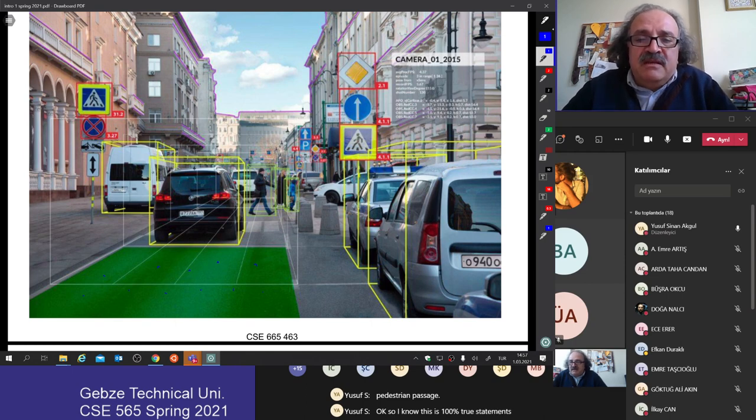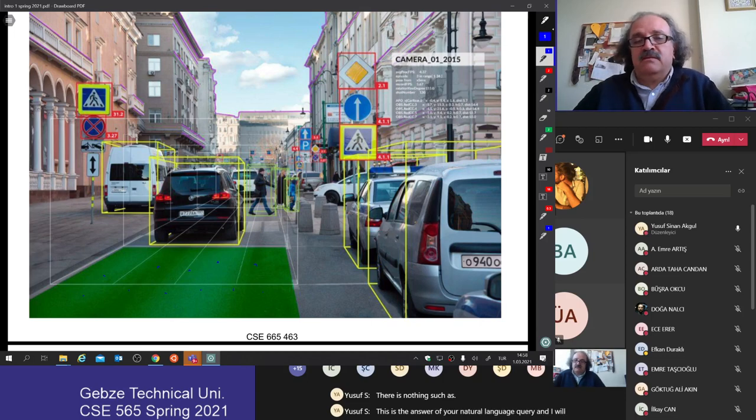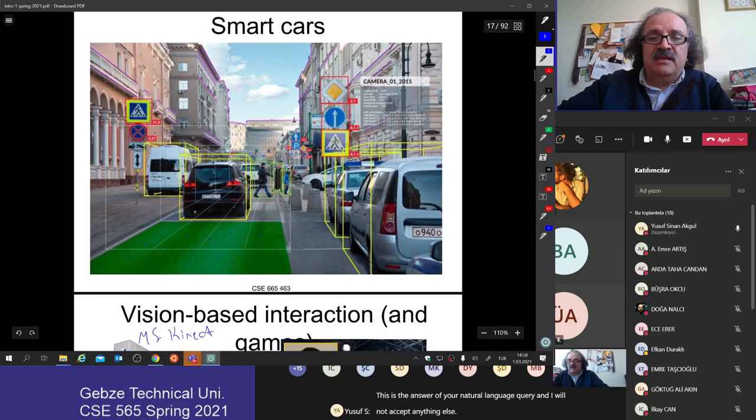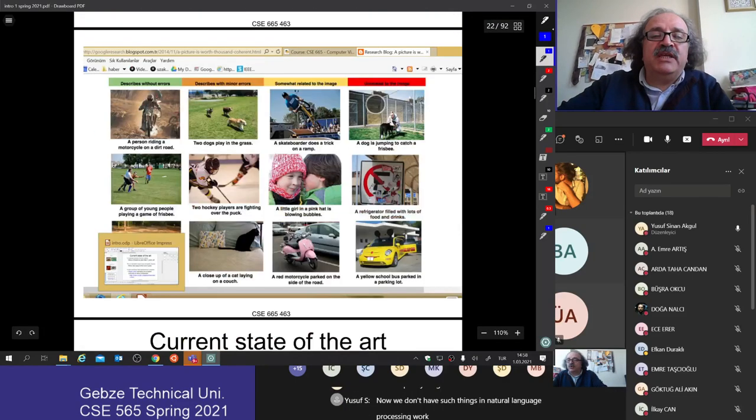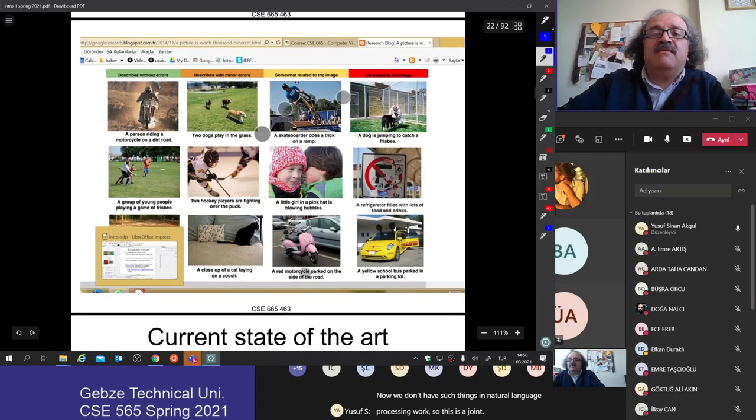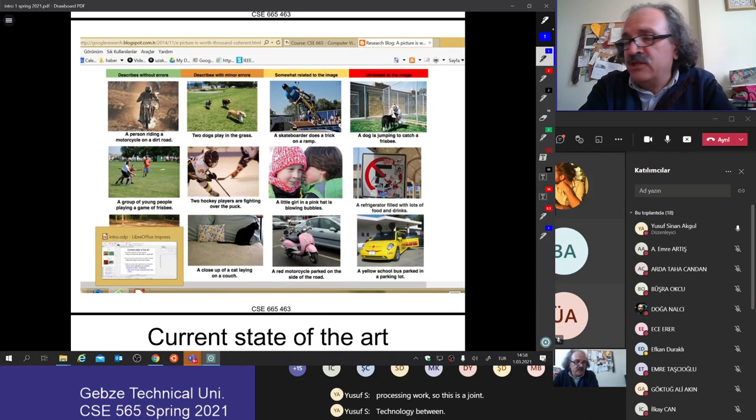But with the natural language world, there is no such thing as this is the answer to your natural language query, and I will not accept anything else. We don't have such things in the natural language processing world. So this is a joint technology between computer vision and natural language processing.